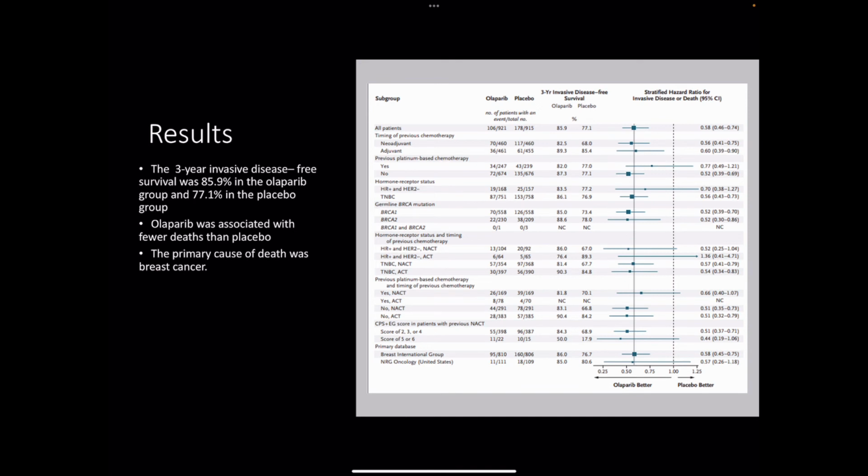So we aren't 100% sure that Olaparib is the reason that there are fewer deaths or if it was just a matter of coincidence. And then the primary cause of death for these patients was breast cancer. So it didn't necessarily have to do with these side effects. It was from the actual breast cancer itself. So the side effects, while severe, were not severe enough where they often caused death to the patients.